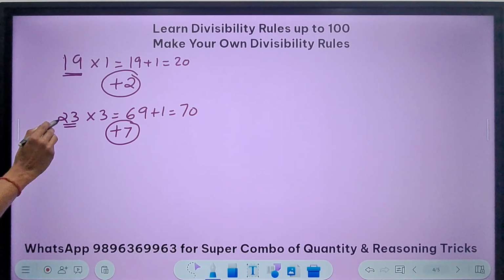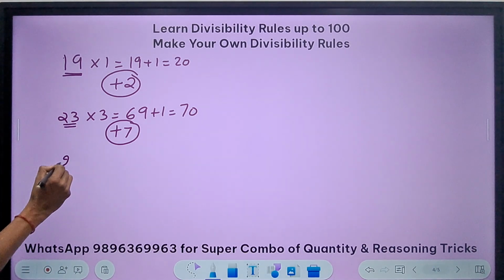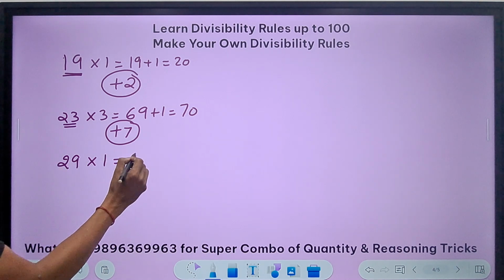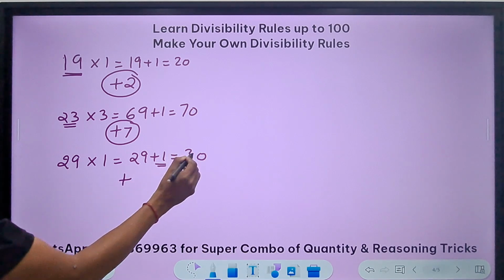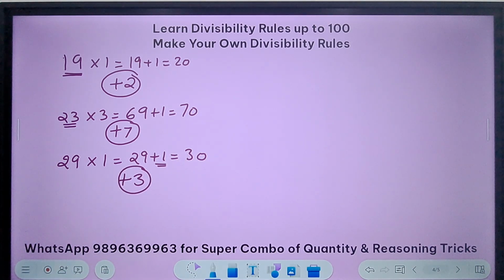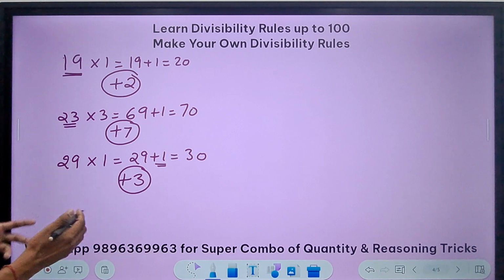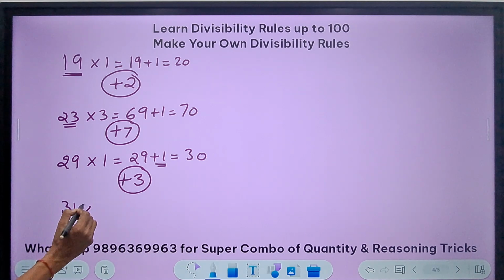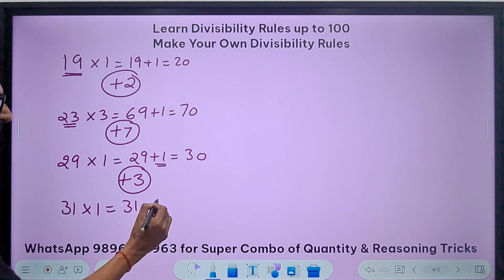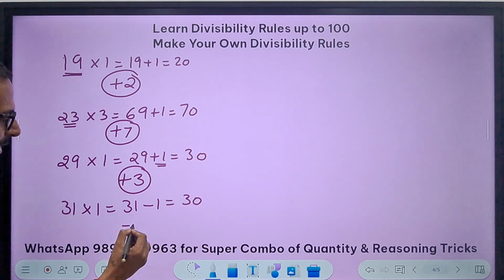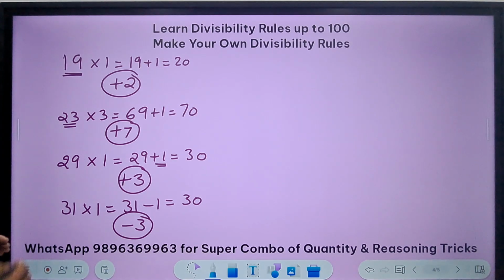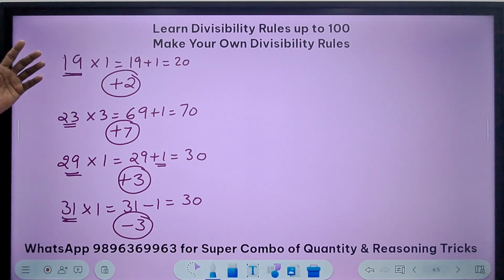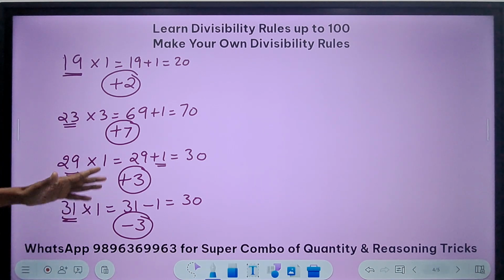The oscillator for the next prime: 25, 27, 29. 29 1 times is 29 and plus 1 gives me 30 and therefore plus 3 is the oscillator for 29. Now you can keep on framing your own rules. Let's have 31, very easy. 31 times 1 is 31. Subtract 1, you get 30. Oscillator is negative 3. See? Which prime number is there for which you cannot frame the oscillator and you cannot frame the divisibility rule? I don't think that number exists. You can frame a divisibility rule for anything.